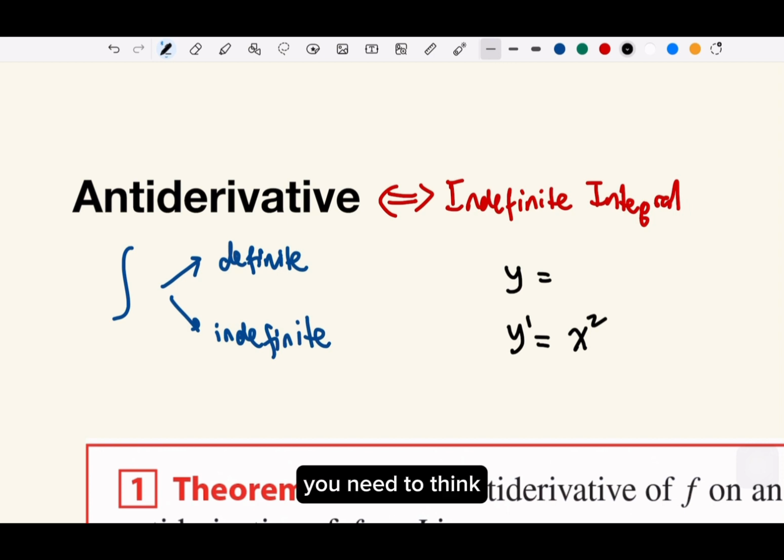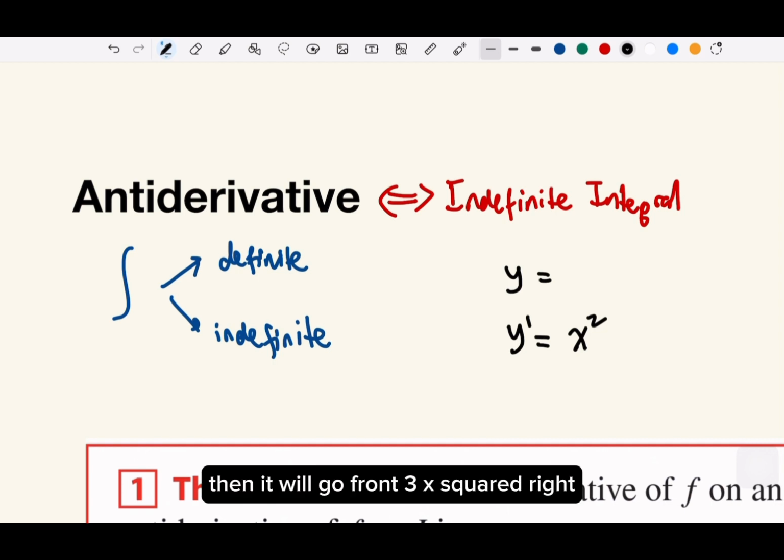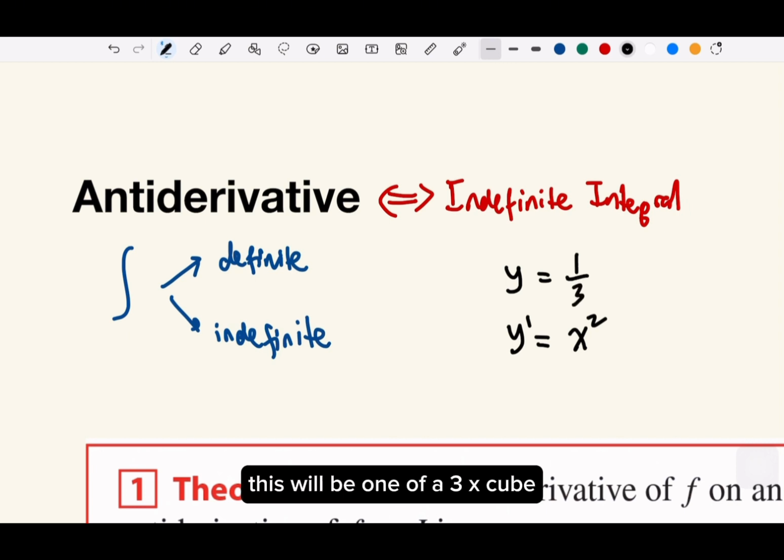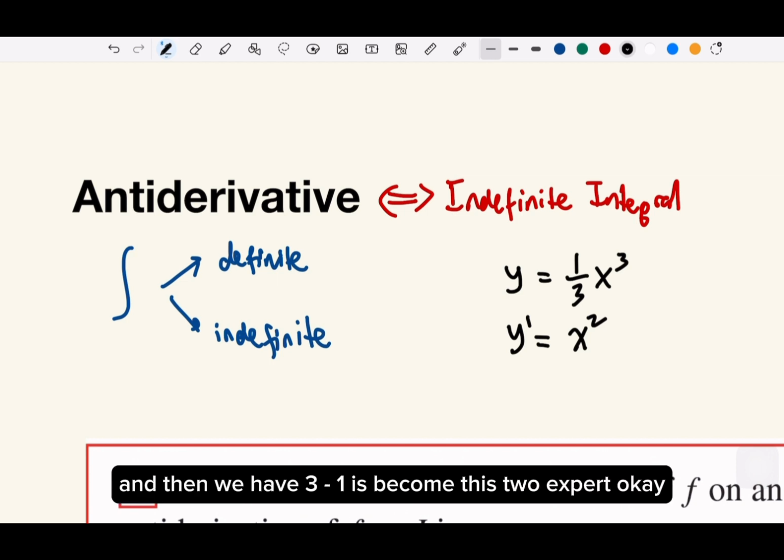So you need to think, maybe before this it's a cube, but if you derive the cube, it has a 3 that goes in front, 3x squared, right? So you need to put a 1 over 3 to make it x squared. So do you agree if I write this will be 1 over 3 x cubed? Okay, it makes sense, right? It makes sense because if you derive, it cancels this one, and then we have 3 minus 1, which becomes 2, x squared.